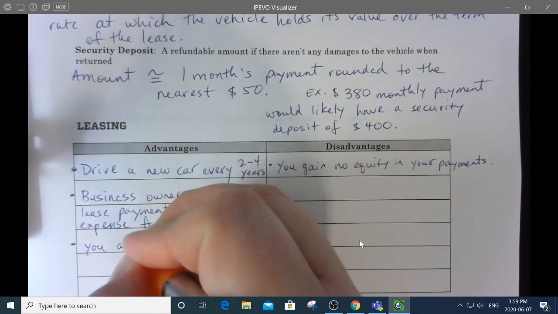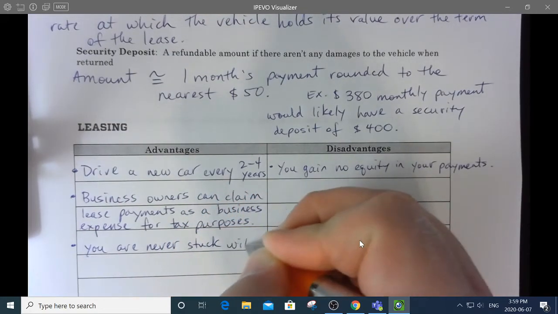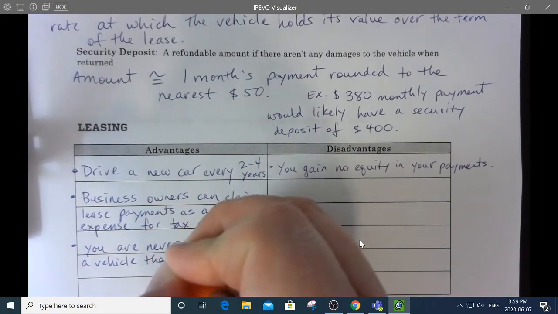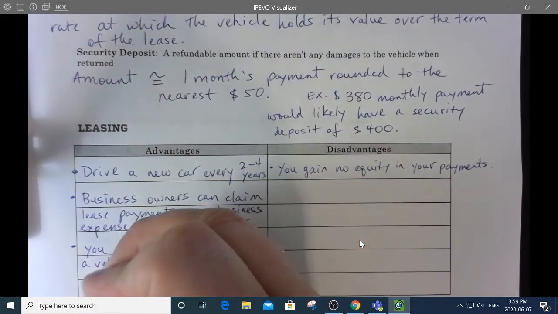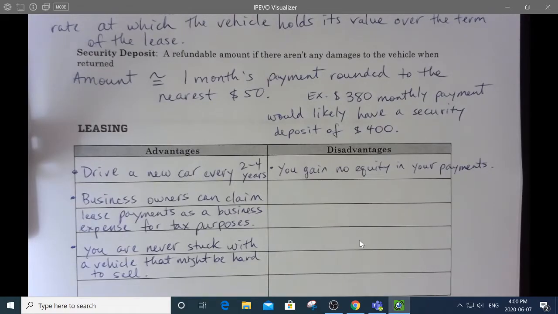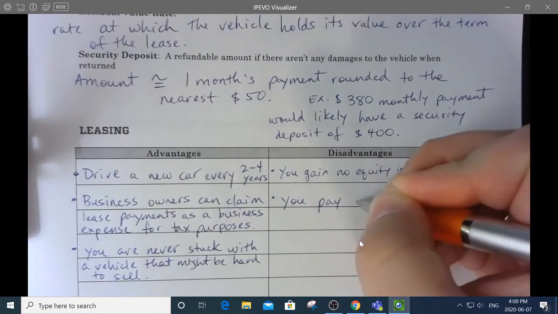You are never stuck with a vehicle that might be hard to sell. So that's definitely an advantage. Some of the disadvantages now, well, one of them is, again, you have no equity. You pay less interest.